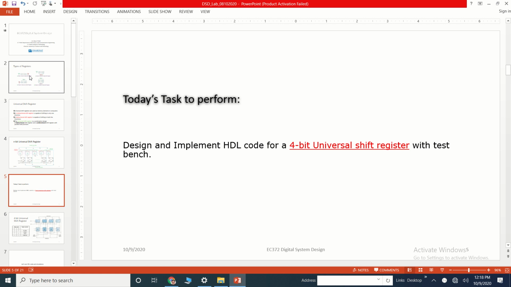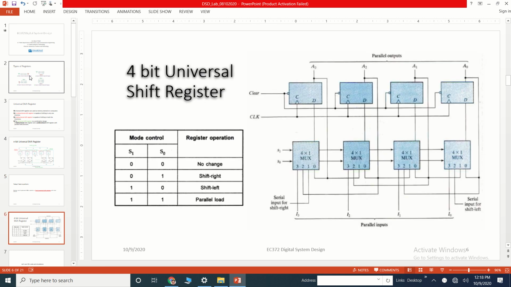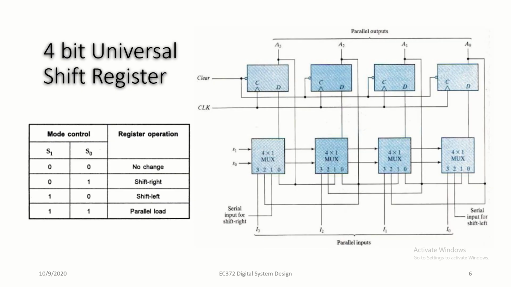Now what is today's task to perform? Design and implement HDL code for a 4-bit universal shift register with the test bench. Before that, we'll see how it is working. So let's start with the operation of the 4-bit universal shift register.